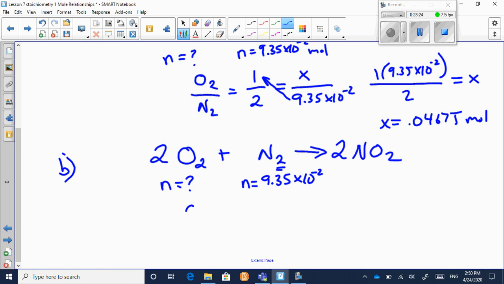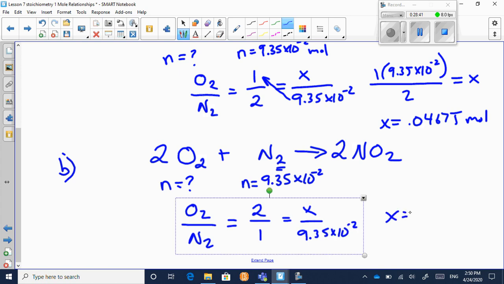Okay, so here we go. Let's set up our ratio again. It's the same 2 compounds, N2 and O2. But in this case, it's a 2:1 ratio this way, equal to x over 9.35 times 10 to the negative 2. So we cross multiply. I can just multiply that up there. 2 times 9.35 times 10 to the negative 2 divided by 1. And so it's going to be 9.35 times 10 to the negative 2 times 2 equals 0.187 moles.